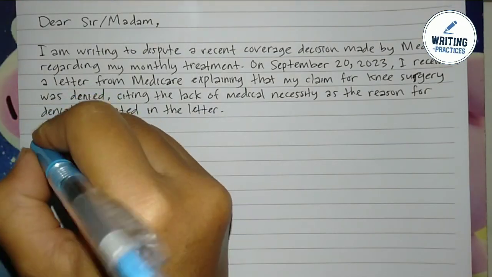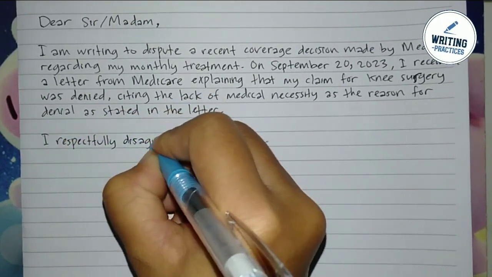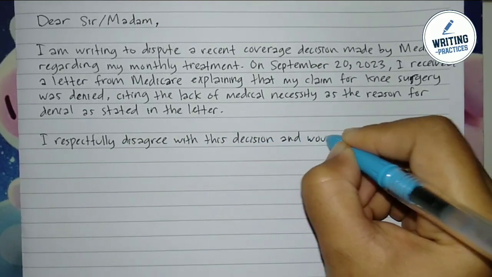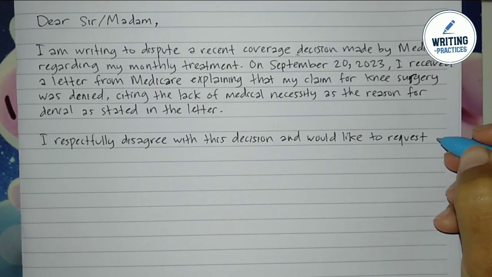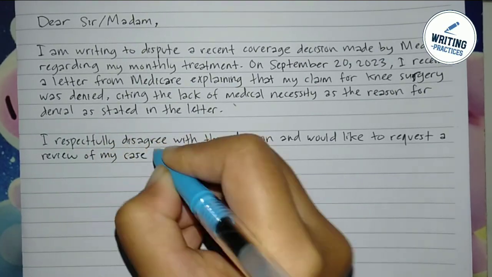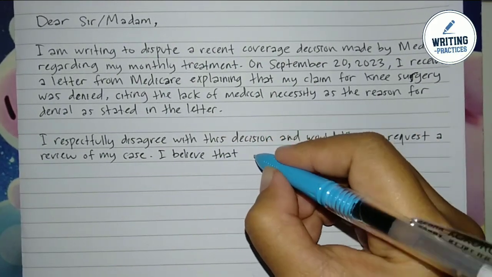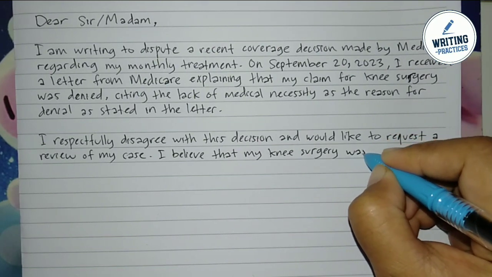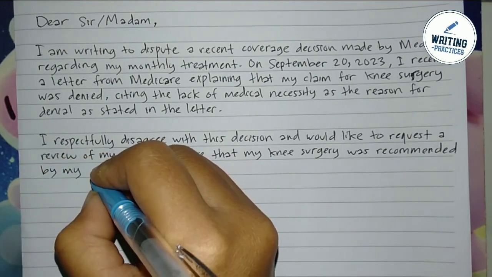In the second paragraph, you can start telling the recipient how you disagree about the recipient's decision. You can write, I respectfully disagree with this decision, and would like to request a review of my case. And then, you should explain and convince the recipient why this treatment is necessary or even urgent for you. You can provide a brief explanation of why you believe the service or treatment should be covered. It would be recommended that you include any relevant medical records or documentation.